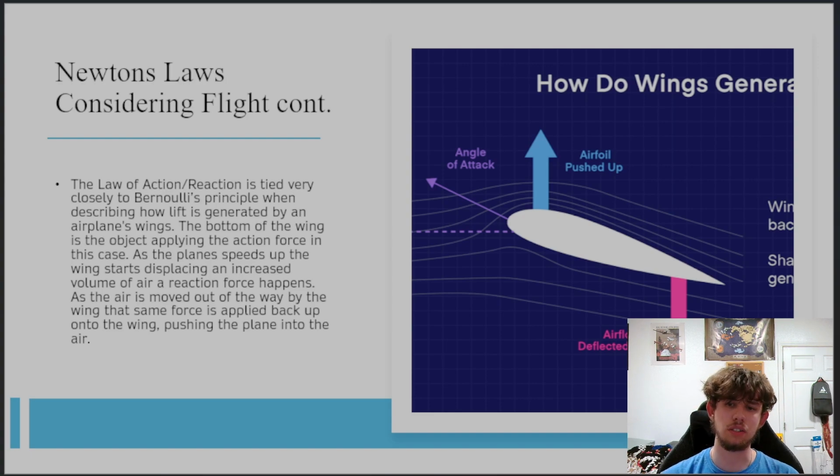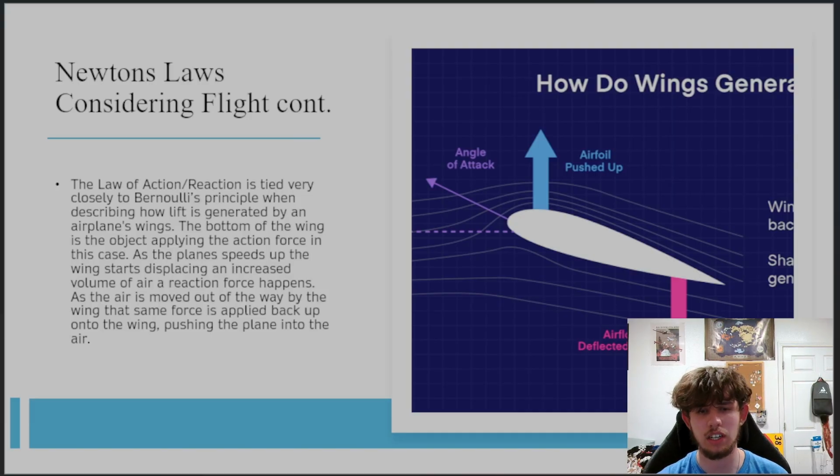As you get to flatter, higher speed flight configurations, that changes a little bit. Now you have a super low pressure zone over the top of the wing and a relatively high pressure zone under the wing, which is actually then just sucking that wing up into the air. But again, neither one is more right than the other.